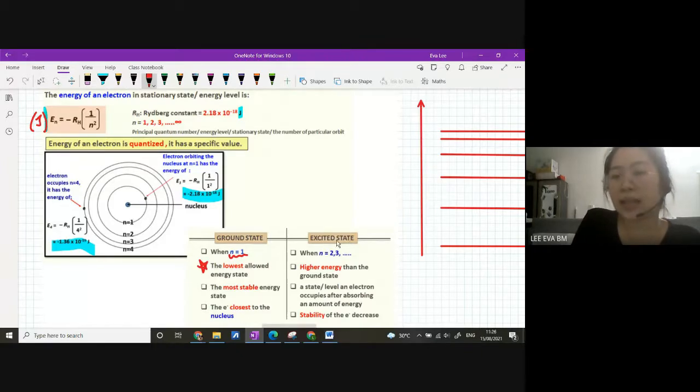Whereas, the excited state represent the energy level which is higher than the value of your ground state. So higher energy than the ground state. Okay, and after you absorbing certain amount, stability of electron decreases because it is further away from your nucleus. So dia punya name, you need to understand. Ground state closest to nucleus, excited is higher energy level. So, sebelah sini, madam awak lukiskan dalam awak punya nota ke dalam draft paper pun boleh.